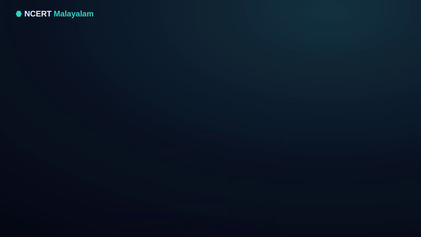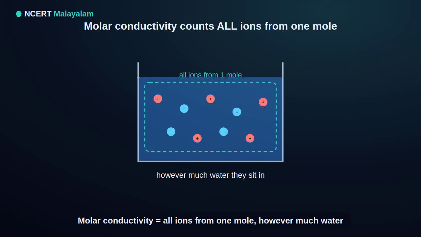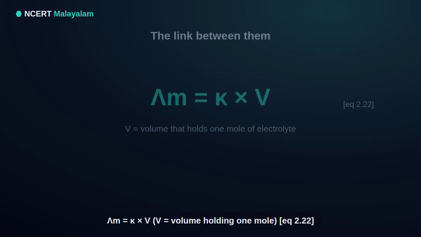volume. Now molar conductivity. This does not look at a small volume. It looks at all the ions made by 1 whole mole of electrolyte, however much water they sit in. There is a relation joining the two. We saw that molar conductivity equals conductivity divided by concentration. The whole volume holding 1 mole we can call V. So we can also write molar conductivity equals conductivity times the volume.